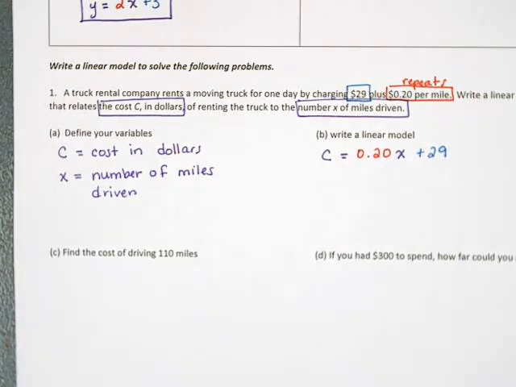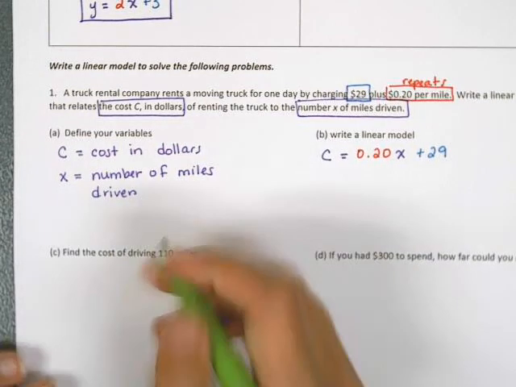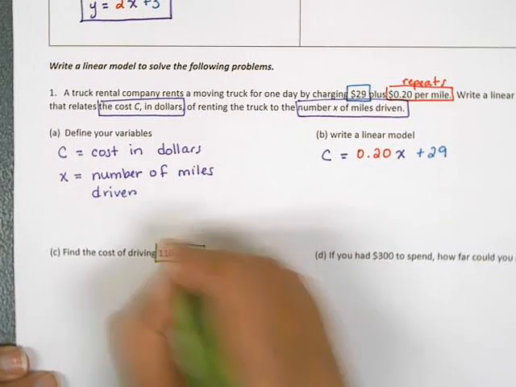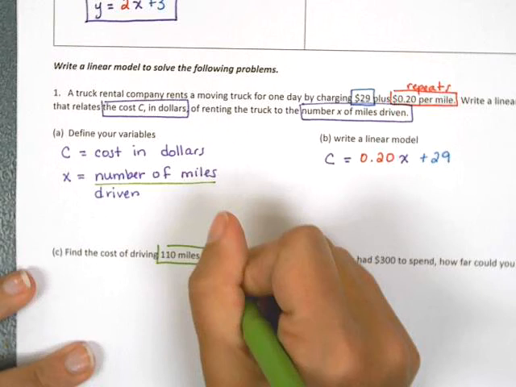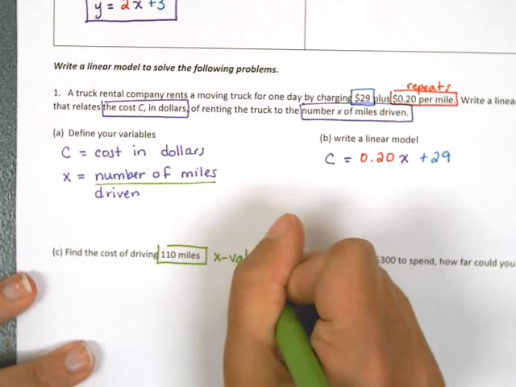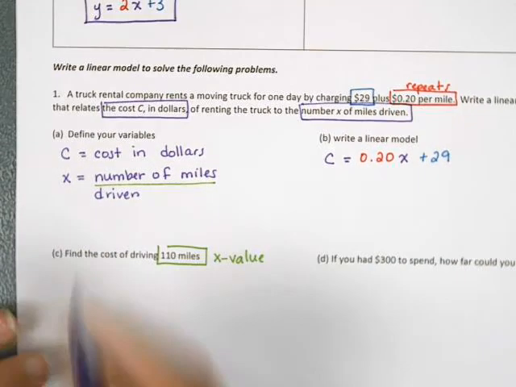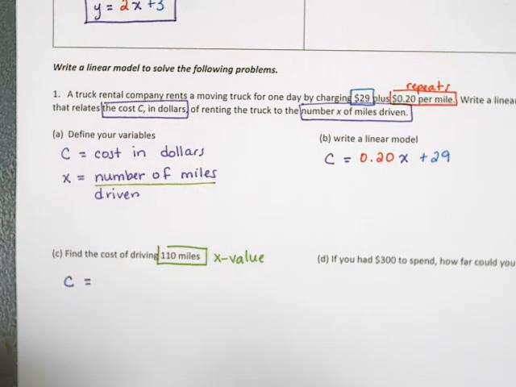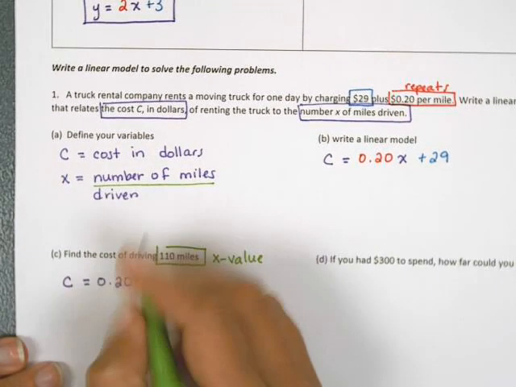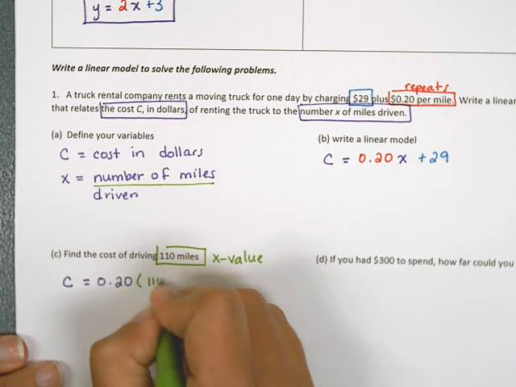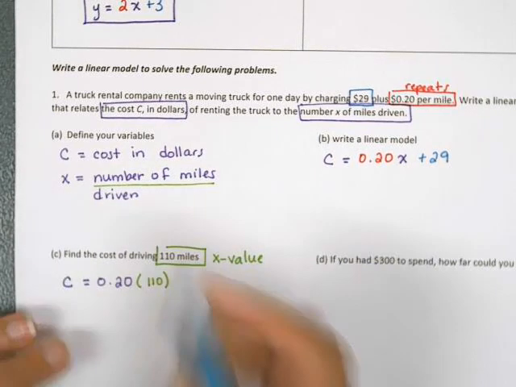Next, I'm going to be asked to use this equation to make some predictions. It says find the cost of driving 110 miles. Now 110 is a number of miles, and in this problem the x values are the numbers of miles. So this would be an x value, which means I would write C equals 0.20, and instead of the x I would fill in 110, plus 29.